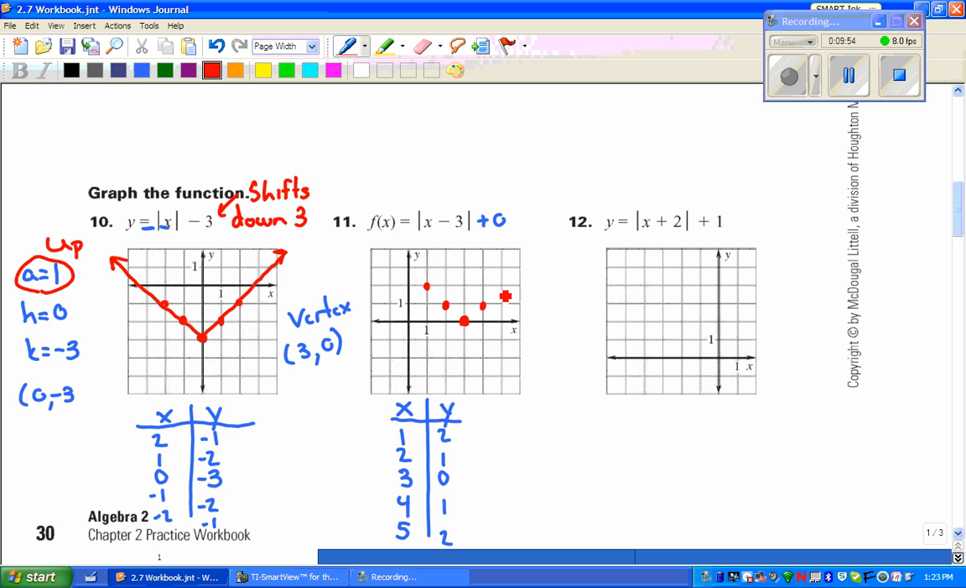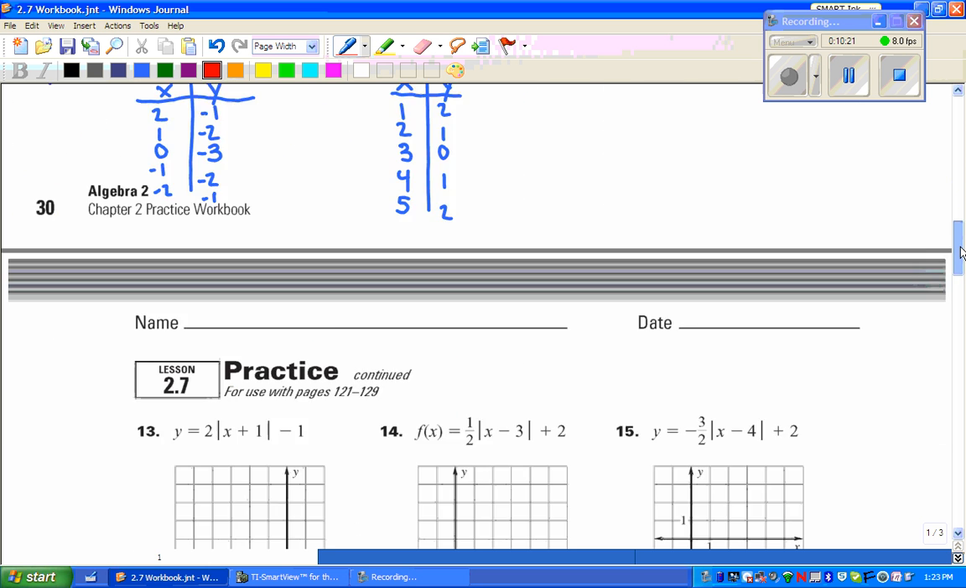And then you come here and here, and go ahead and construct your absolute value. Okay? So this one, you notice that this right here made it shift 3 units right. Okay? All right, let's go to the next page.